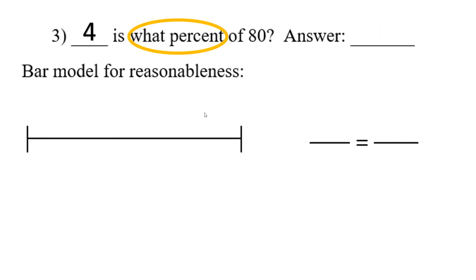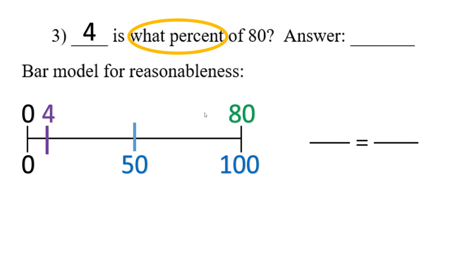For part 3, 4 is what percent of 80? So we're trying to find an unknown percent again. We have 0 and 100, and 0 and 80, and it says what percent? If we look at 50, 4 is way over here. This means the percent should be very small. It'll be less than 25%, possibly even less than 5%. We're going to see how close we can get.